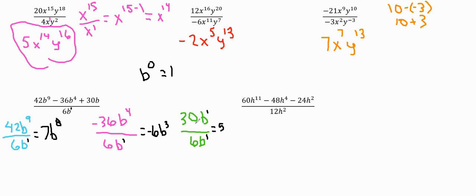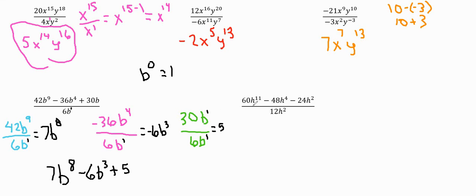Now do note, if that number wasn't here like this, if it was just b to the 1st divided by b to the 1st, then we would have 1 as our answer, if that's what it was. But to go backward, now we're just going to rewrite this to say 7b to the 8th minus 6b to the 3rd plus 5.